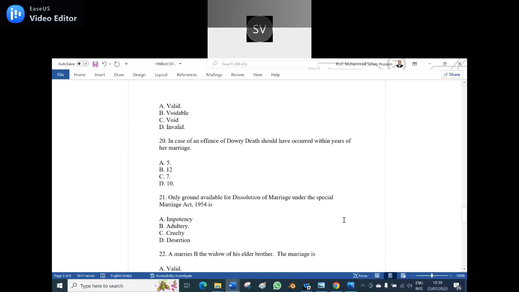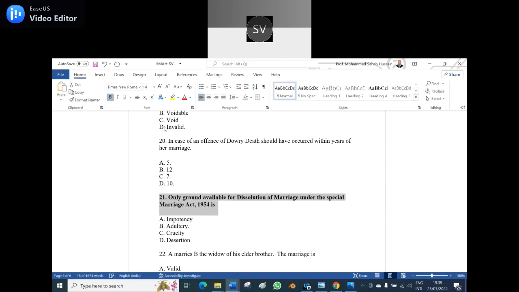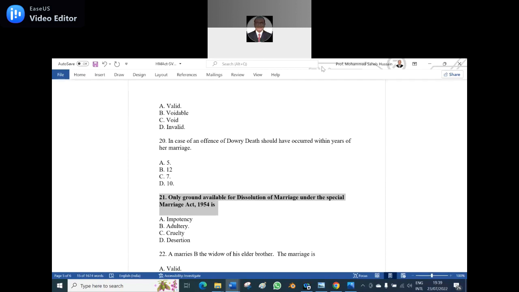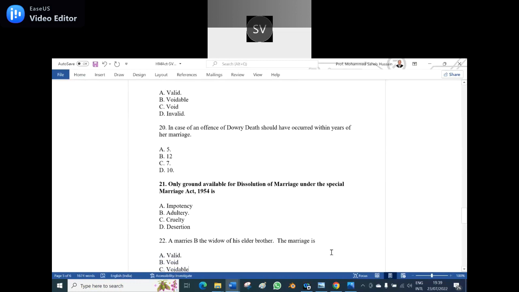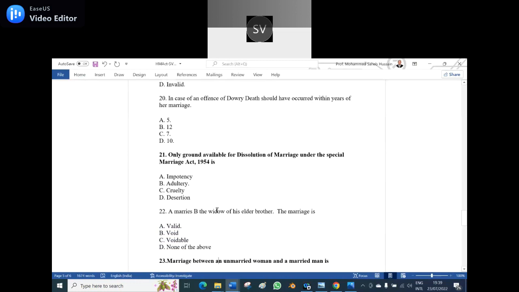21st question. The only ground available for dissolution of marriage under the Special Marriage Act 1954 is option A, impotency; option B, adultery; option C, cruelty; option D, desertion. Option B, adultery is the correct answer. It's regarding the Special Marriage Act 1954.